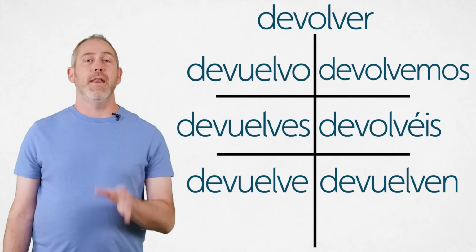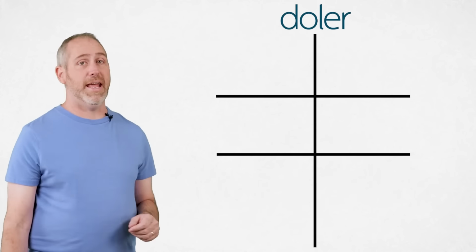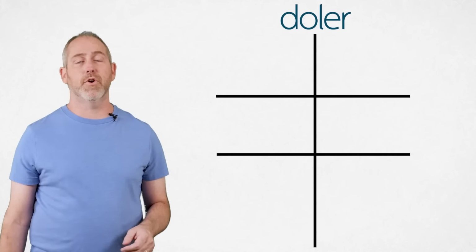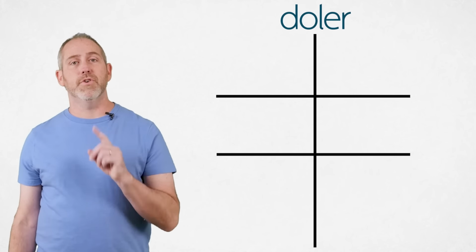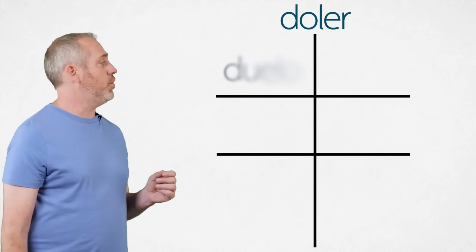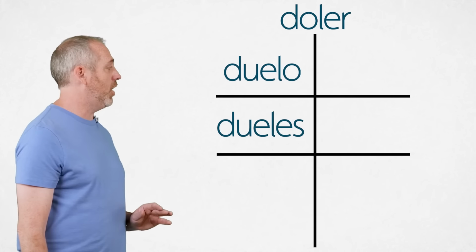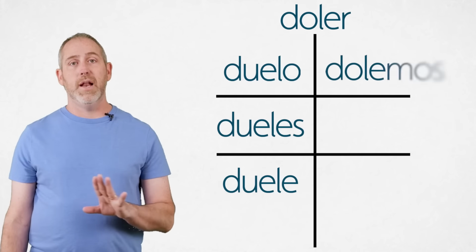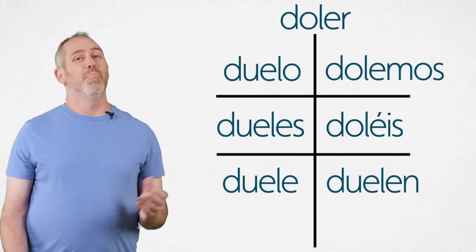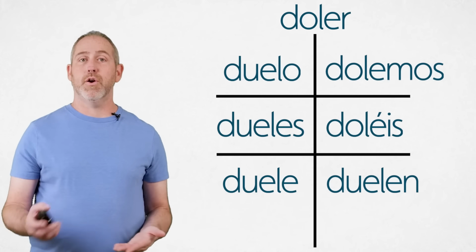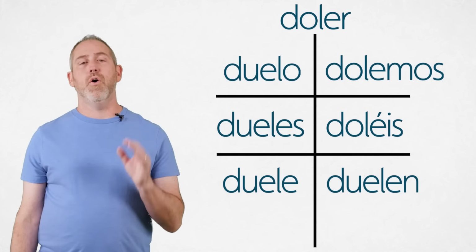All right. Now let's look at one more, okay? Let's look at doler, because we are going to use this verb in a future lesson. Doler, 2 syllables, so we're going to change the first syllable. So we get D-U-E-L, duelo, dueles, duele, dolemos, doléis, duelen. Okay. In a future lesson, we're going to talk about what hurts. So we're really going to focus on duele and duelen, but at least we'll get a start on that verb.